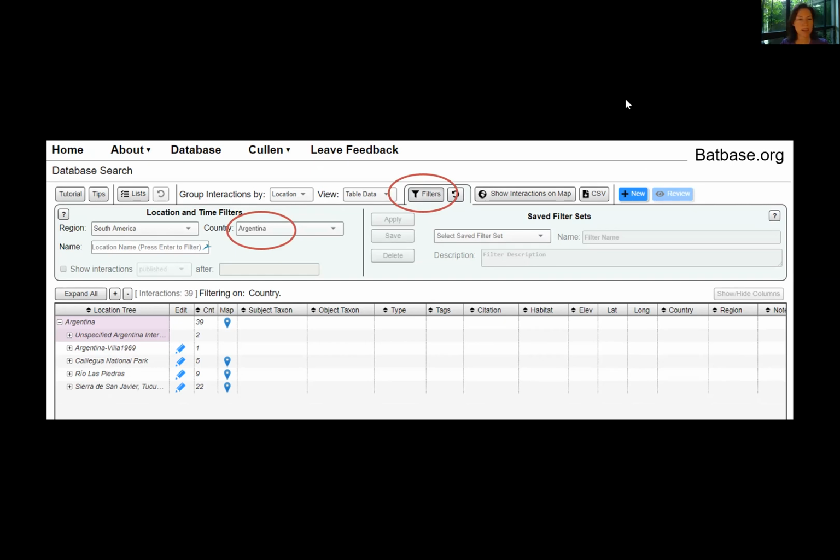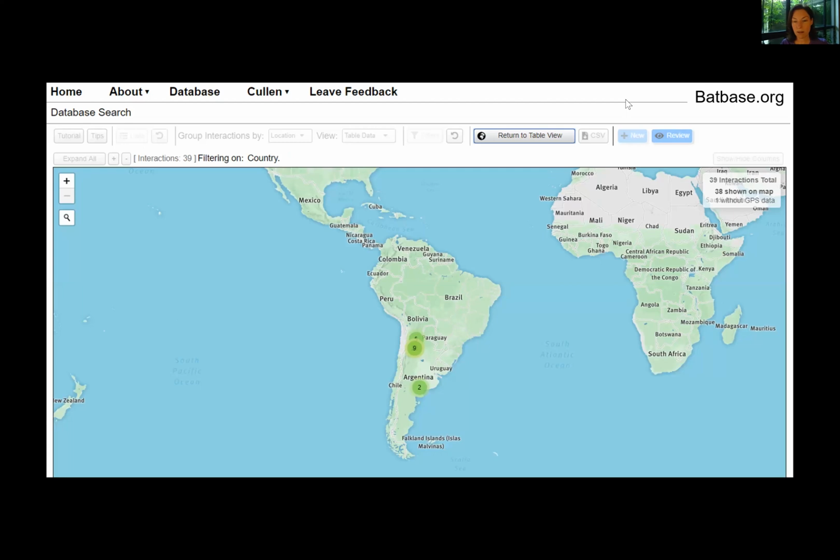So filter by Argentina, and we have 39 interactions in the database from Argentina. And I can look at these on a map, and you can see where they are in Argentina. And then again, you can hover over them and then return back to the table and download the data or save your filter or save your lists.